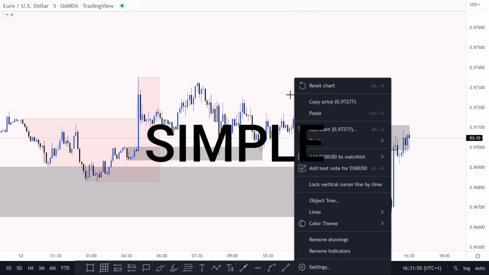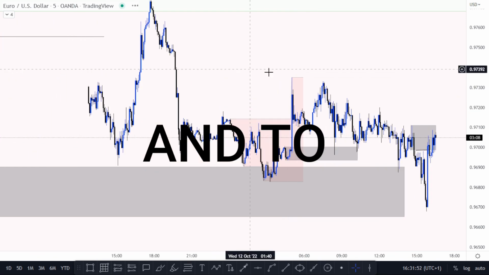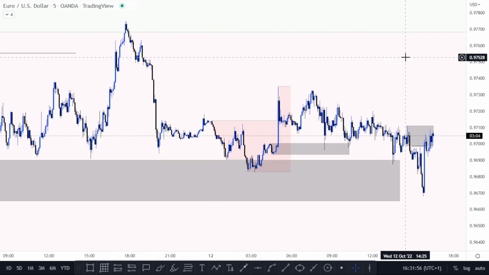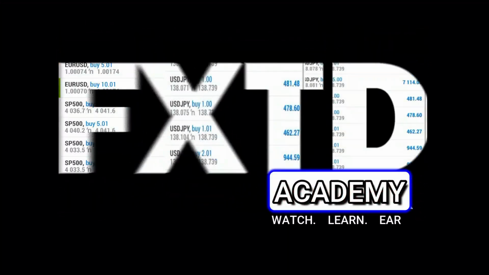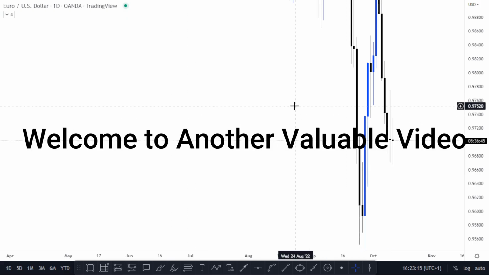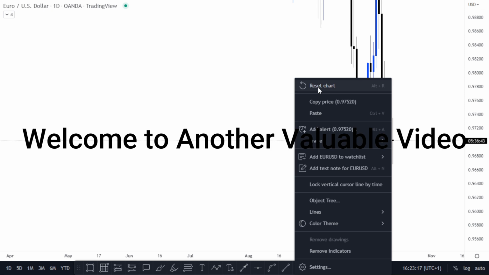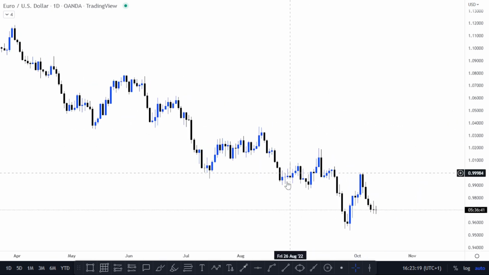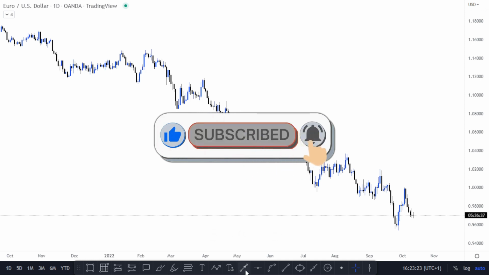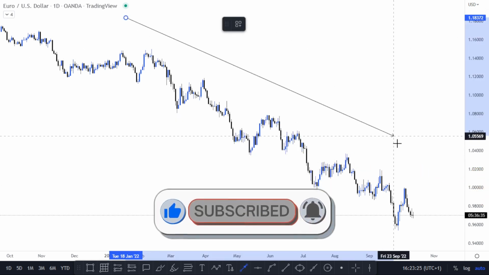This is a very simple way to identify and find your daily bias using the ICT concept. We have to first of all go to the daily time frame. So you want to reset the chart on the daily time frame. On the daily time frame, what do we have? We can see that this is overall bearish, right?